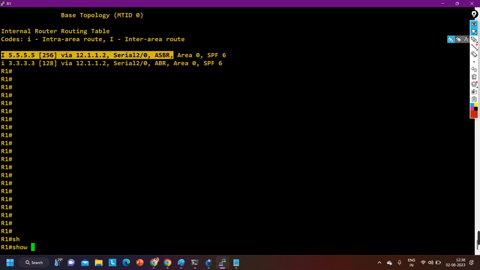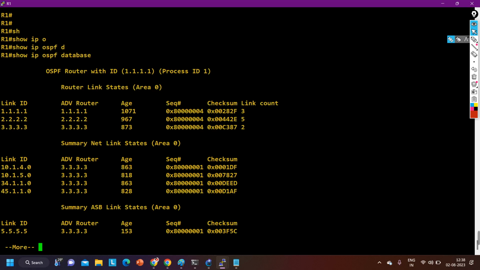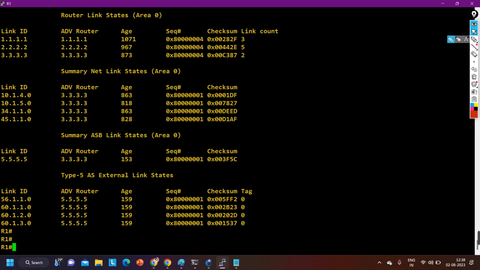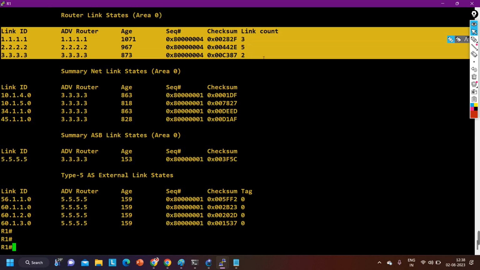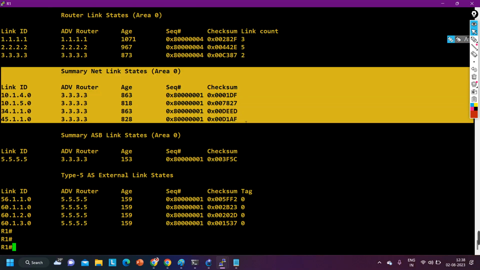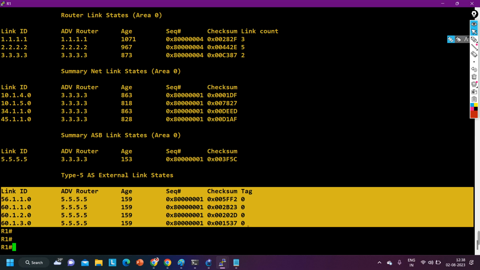If you now check the database, show IP OSPF database, inside the database you can see there are some LSA1s. You already know these are the LSA1s of my area. This is LSA3, which is generated by the ABR router, and these are LSA5s, which are generated by the ESBR router.